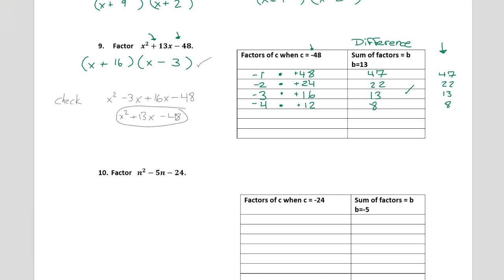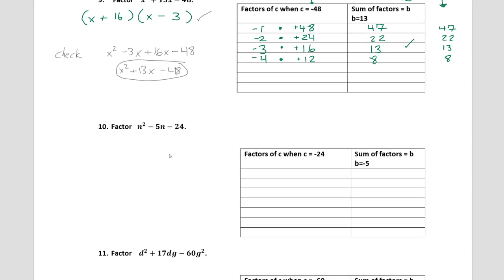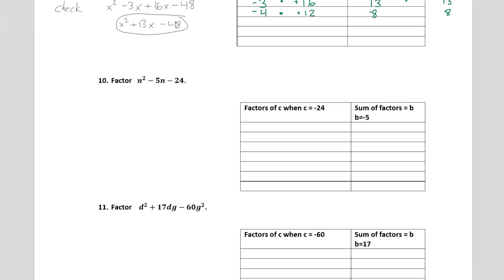Alright, we're going to do the next one. The next one we have n squared minus 5n minus 24. So our last term is a negative, so that tells us we'll have a positive factor and a negative factor. So what are our factors of 24? We have 1 times 24, 2 times 12, 3 times 8, 4 times 6.